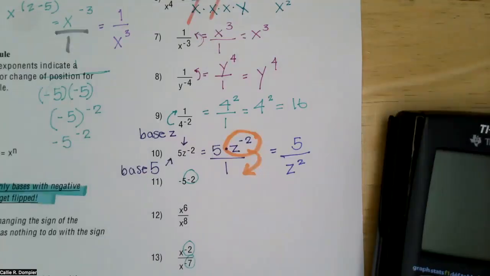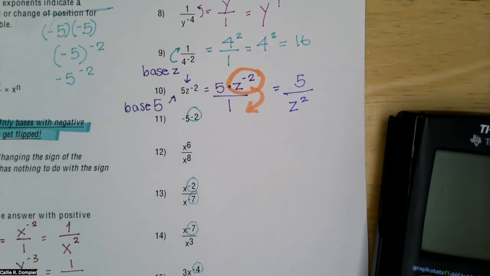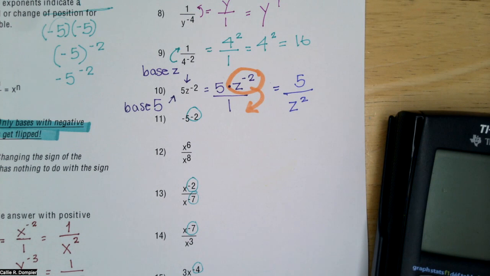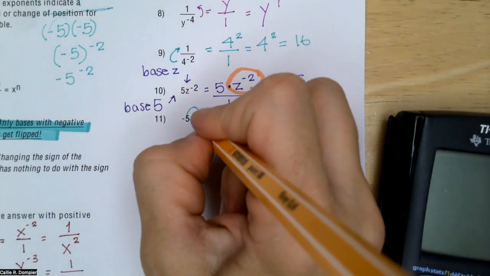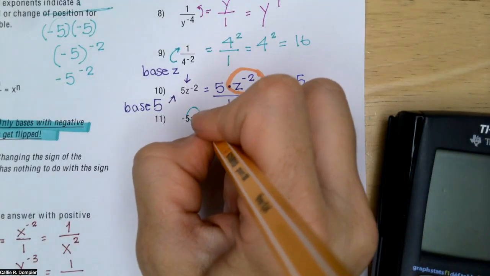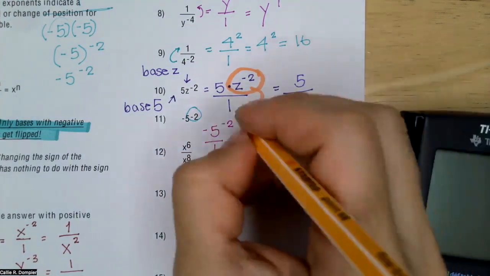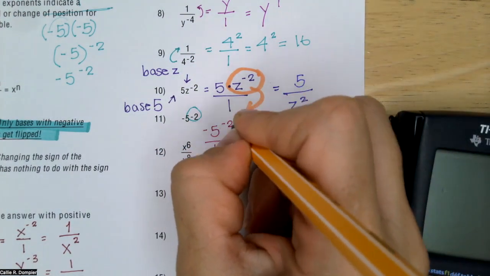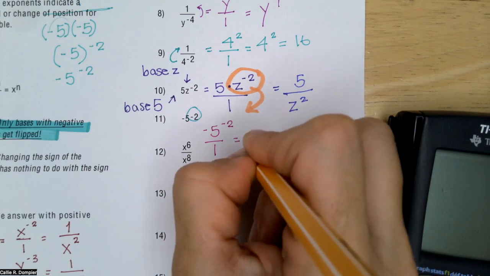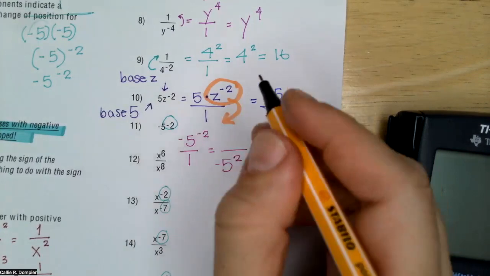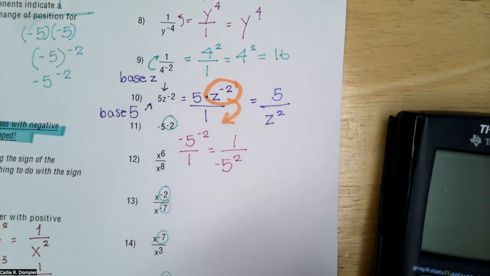Okay. Tangent. So negative 5 to the power of negative 2, no parentheses. Good. Turn it into a fraction. Move the negative exponent and its base to the other side of the fraction bar. If there's nothing up here, a 1.